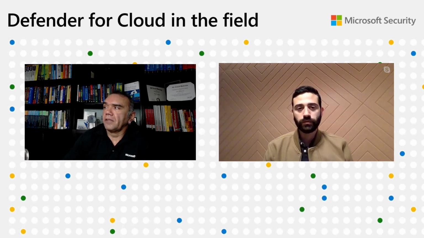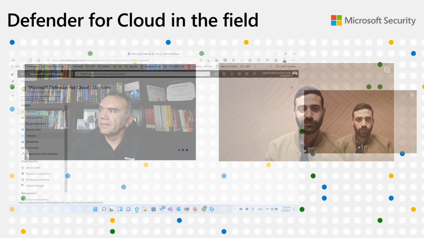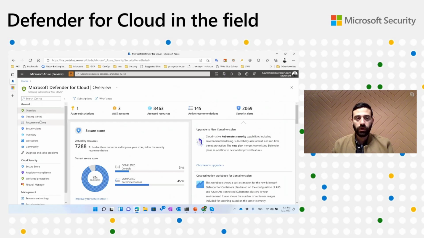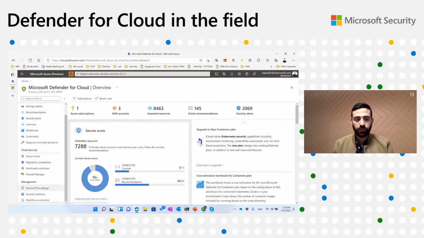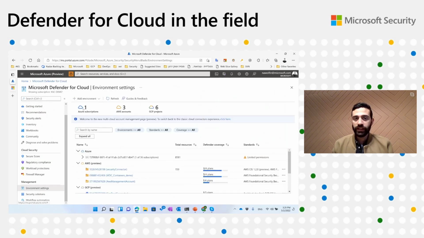All right, so let's see how this magic works. Let's go through the demo and take a look. The first thing you can see in MDC is that if you go to environment settings, it's a new area inside the product. You now have the ability to add an environment. And what add environment actually means is that you can connect your AWS account or your GCP project into MDC.